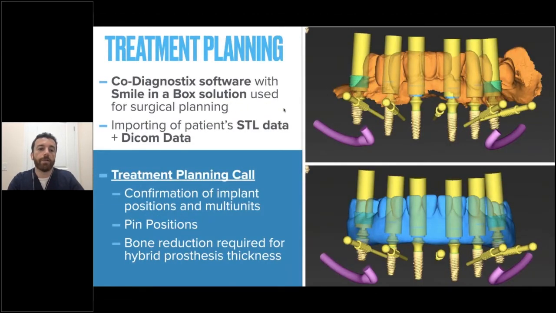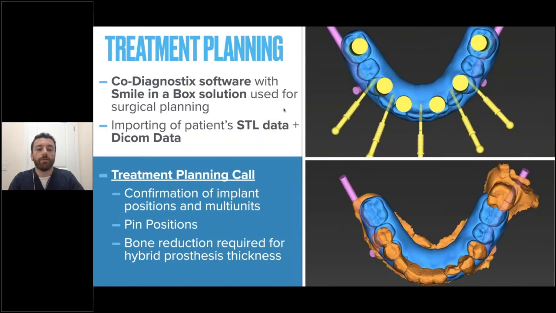So we use co-diagnostic software with Smile in a Box Solutions. And this is a service provided by Straumann in which you can set up a call with them to treatment plan the number of implants you want, the position of multi-units, pin positions, bone reduction required for your hybrid, and you can confirm all this information, and then they will send you either the guides or the guides and temporaries back. So in our office, we're doing the design from start to finish and milling ourselves, but if you don't have access to those services, you can use the services from the Straumann team to help you out.